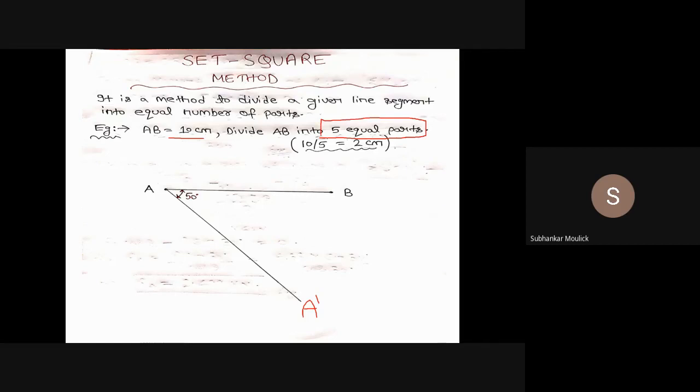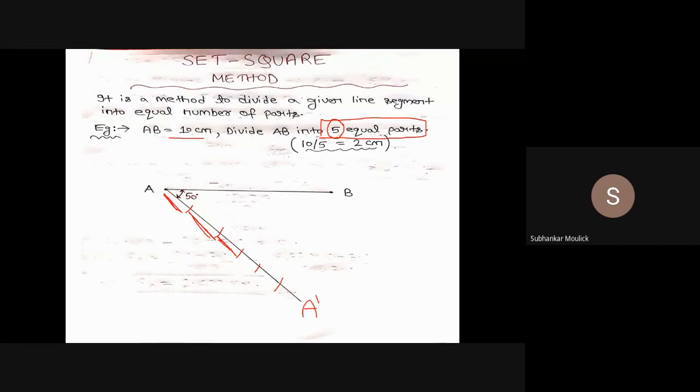So the next step is, on this inclined line A dash, you have to cut 5 equal arcs with the help of a compass. That means if the distance between point A and this arc is 1 centimeter, the distance between this arc point and the next arc point is also 1 centimeter, and so on. You can take it as 2 centimeter also, or 2.5 centimeter also.